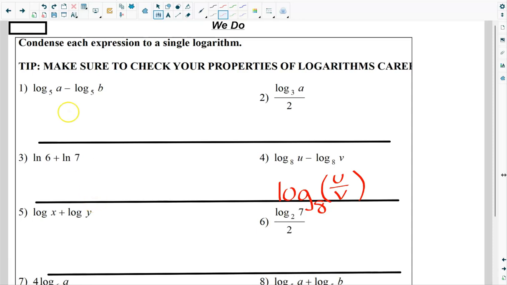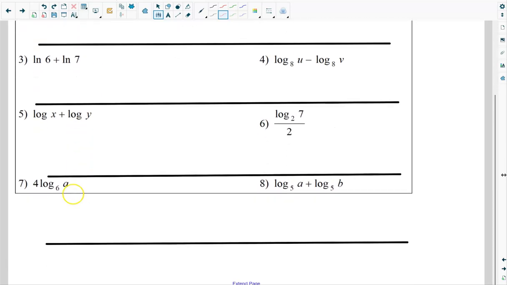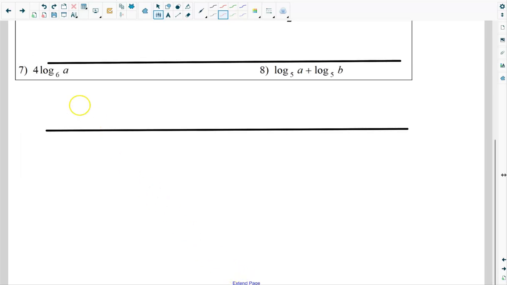Let's go ahead and keep going. So here, once again, we're going to use that power property. This should be log base 6 of A to the 4th. On the other one, I was able to do something different. But here, the 4 is not a simple fraction, so we're going to leave it intact. There's nothing else I can do.